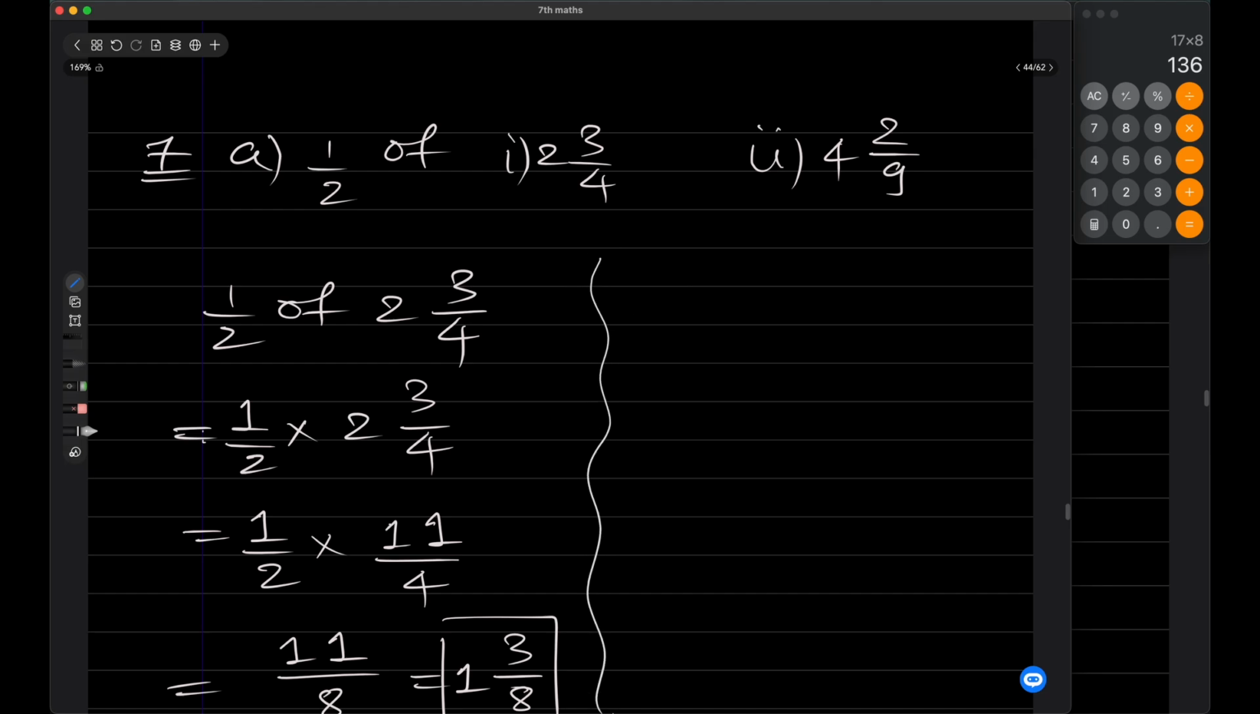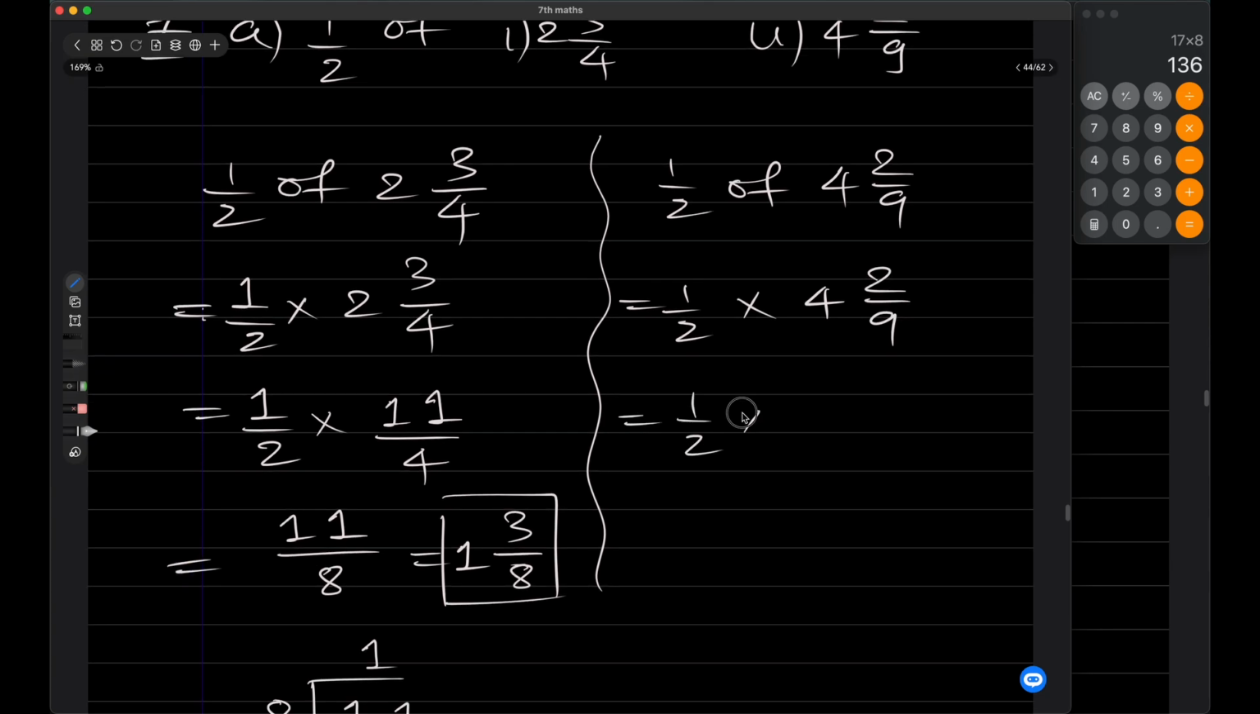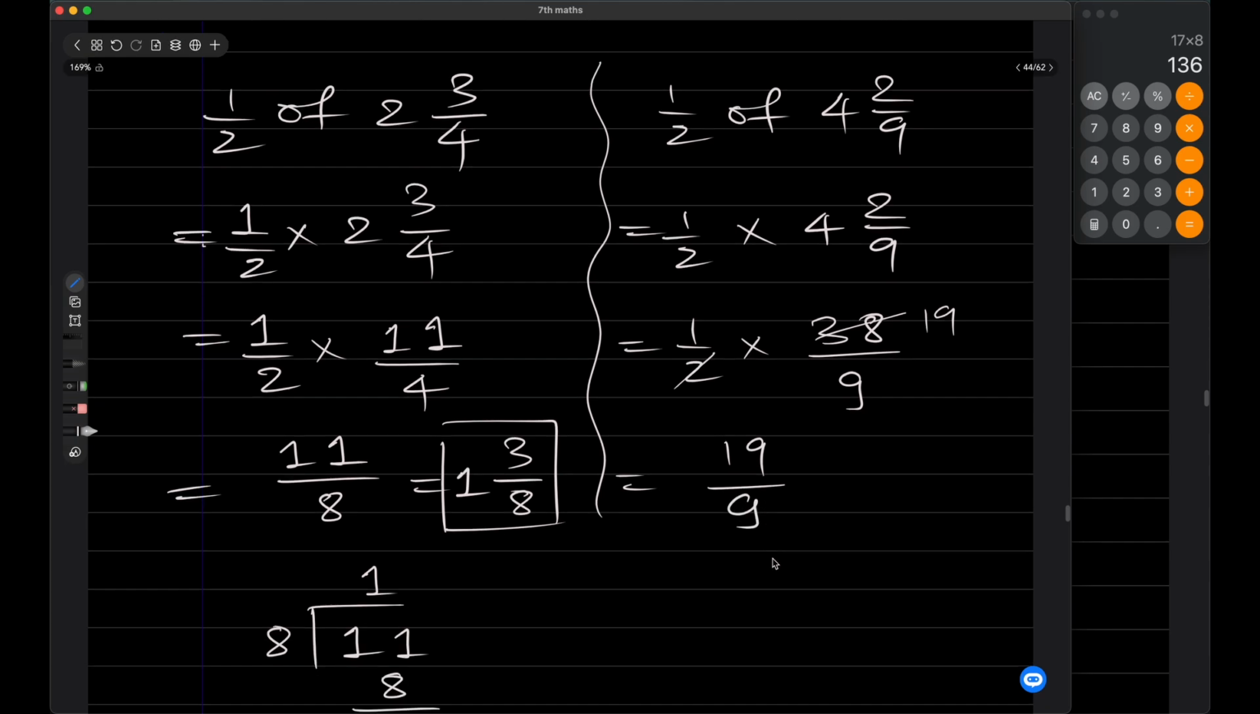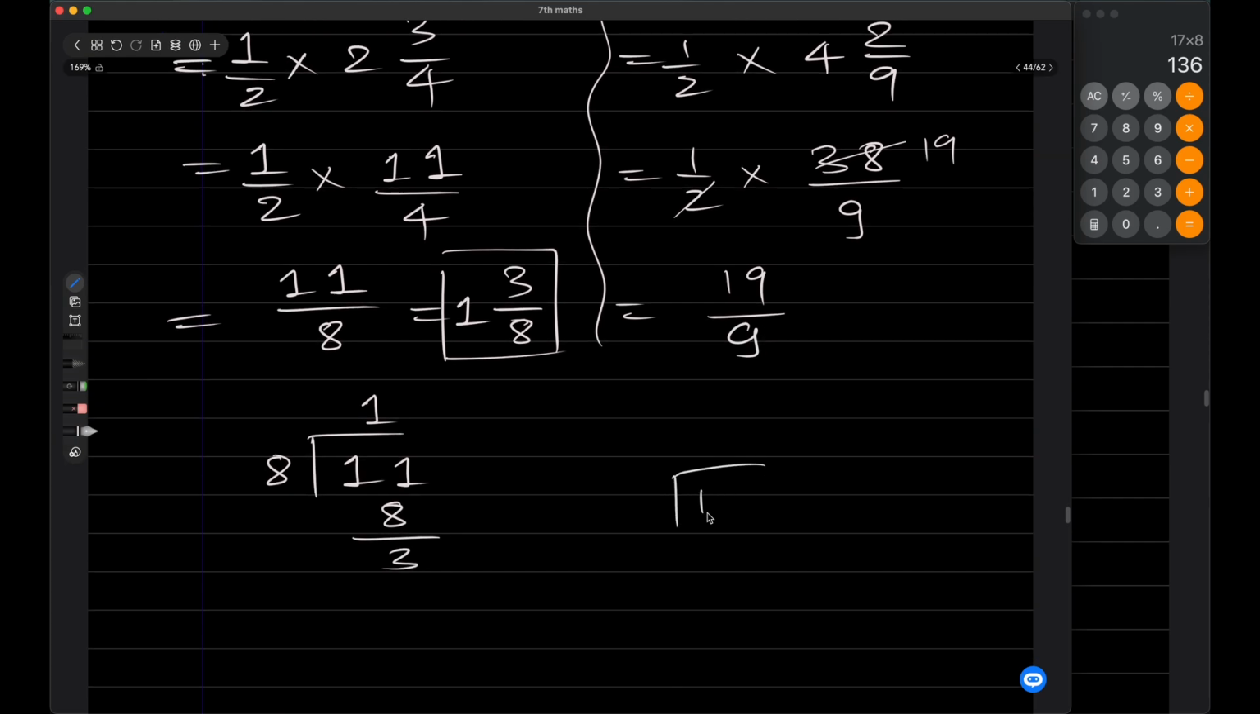Second is half of 4 whole 2 divided by 9, that is half into 4 whole 2 divided by 9. We have to convert mixed fraction to improper fraction, that is 2 into 19 is 38. So we have 19 divided by 9, and to convert it into mixed fraction we have 19 divided by 9, that is equals to 2 whole 1 divided by 9.